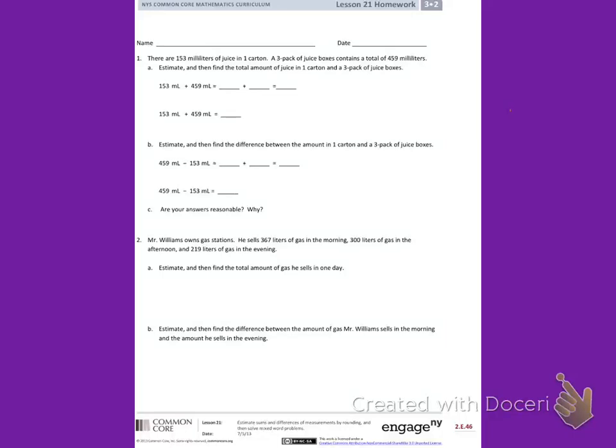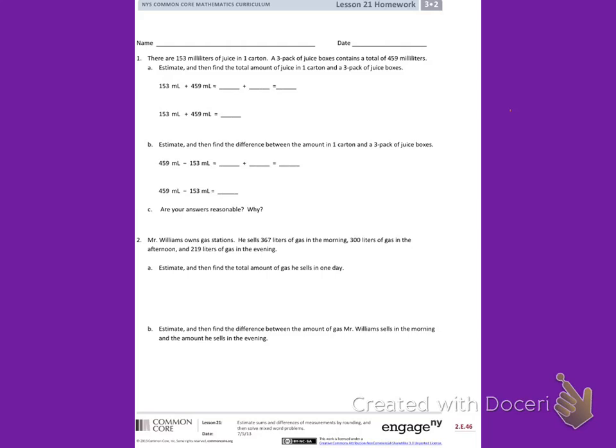Module 2, Lesson 21's objective is to estimate sums and differences of measurements by rounding, and then solve mixed word problems. Item 1. There are 153 milliliters of juice in one carton. A 3-pack of juice boxes contains a total of 459 milliliters. A. Estimate and then find the total amount of juice in one carton and a 3-pack of juice boxes.